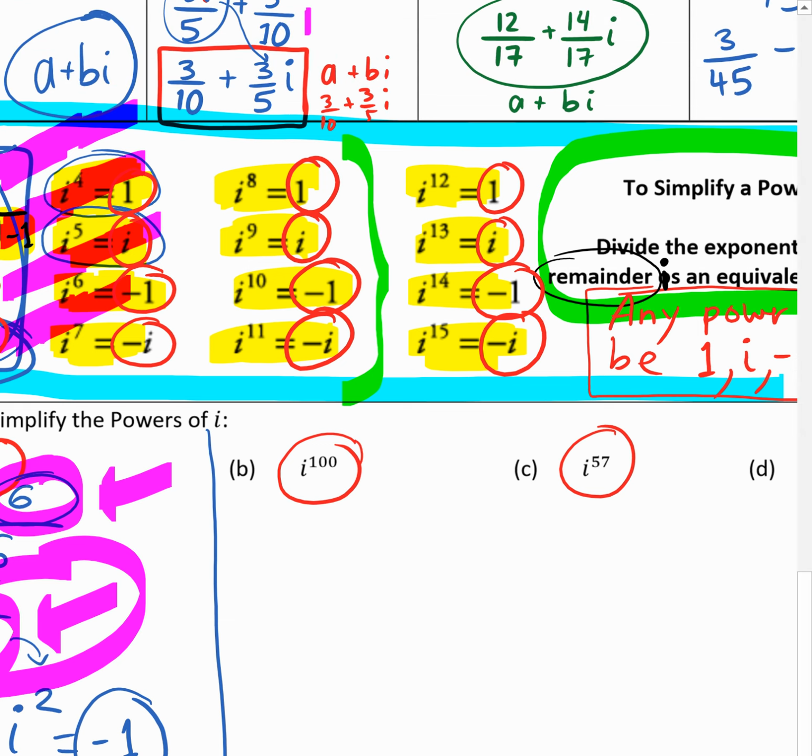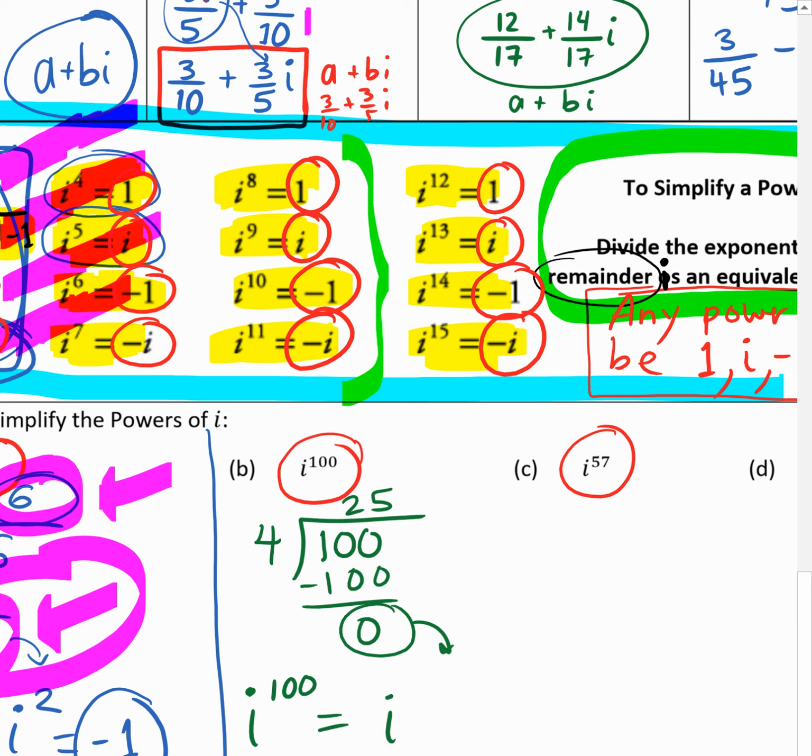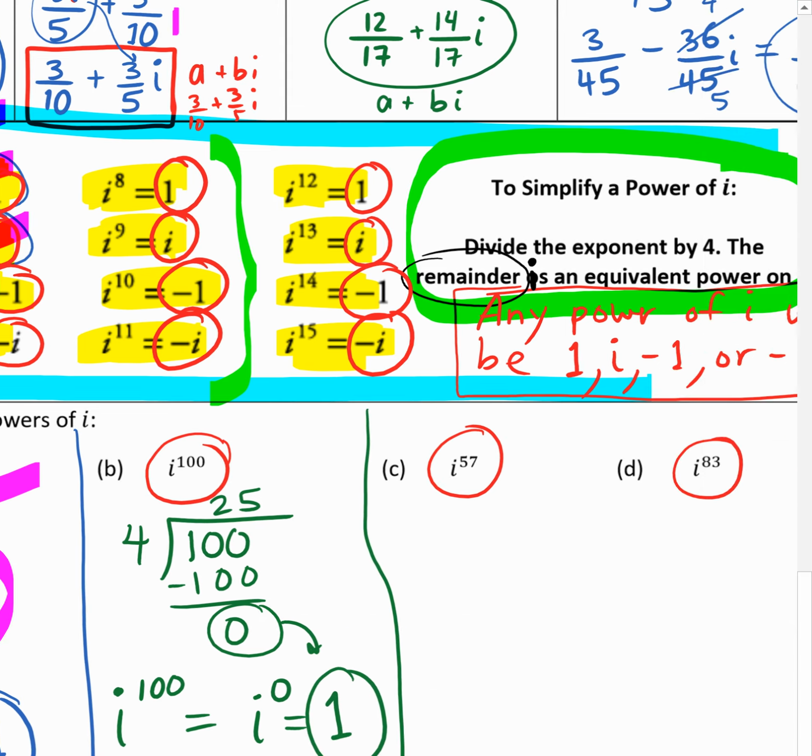All right, let's try the next one. Same kind of thing. You're always dividing the power by 4 no matter what. This time the power is 100. And 4 happens to go into 100 25 times evenly, right? So the remainder is 0. That means the problem we were given, i to the 100th, is the same as i to the 0 power. And like it pointed out above, anything to the 0 power is 1, so our answer is 1. That means i to the 100th power is 1.